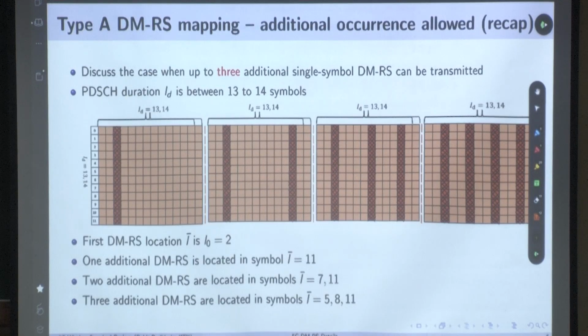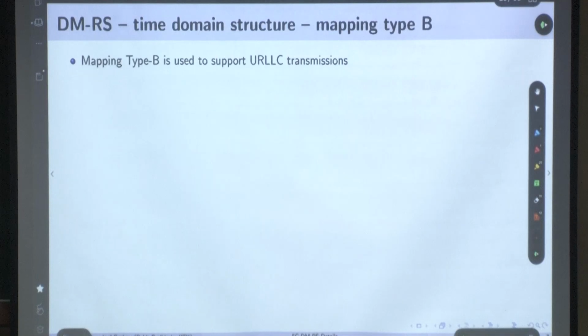And type A, if you recall, is the most common mapping, because it is used for non-URLLC kind of data. This kind of data is scheduled at the beginning of every slot, and then the reference can be from the beginning of the slot. But this is unlike URLLC transmission, wherein the URLLC can come anywhere in between. And for that a separate mapping type is defined, and it is used to support this URLLC transmission.